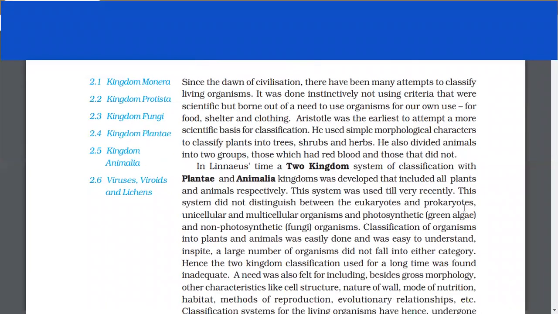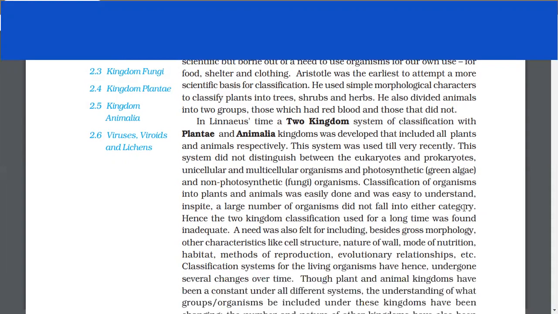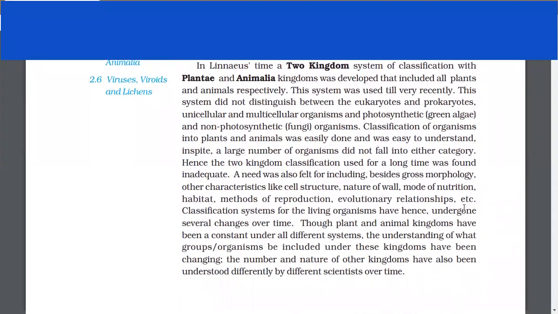In Linnaeus' time, a two-kingdom system of classification with Plantae and Animalia kingdoms was developed that included all plants and animals respectively. This system was used till very recently. This system did not distinguish between the eukaryotes and prokaryotes, unicellular and multicellular organisms, and photosynthetic green algae and non-photosynthetic fungi organisms. Classification of organisms into plants and animals was easily done and was easy to understand. In spite of this, a large number of organisms did not fall into either category. Hence, the two-kingdom classification used for a long time was found inadequate.